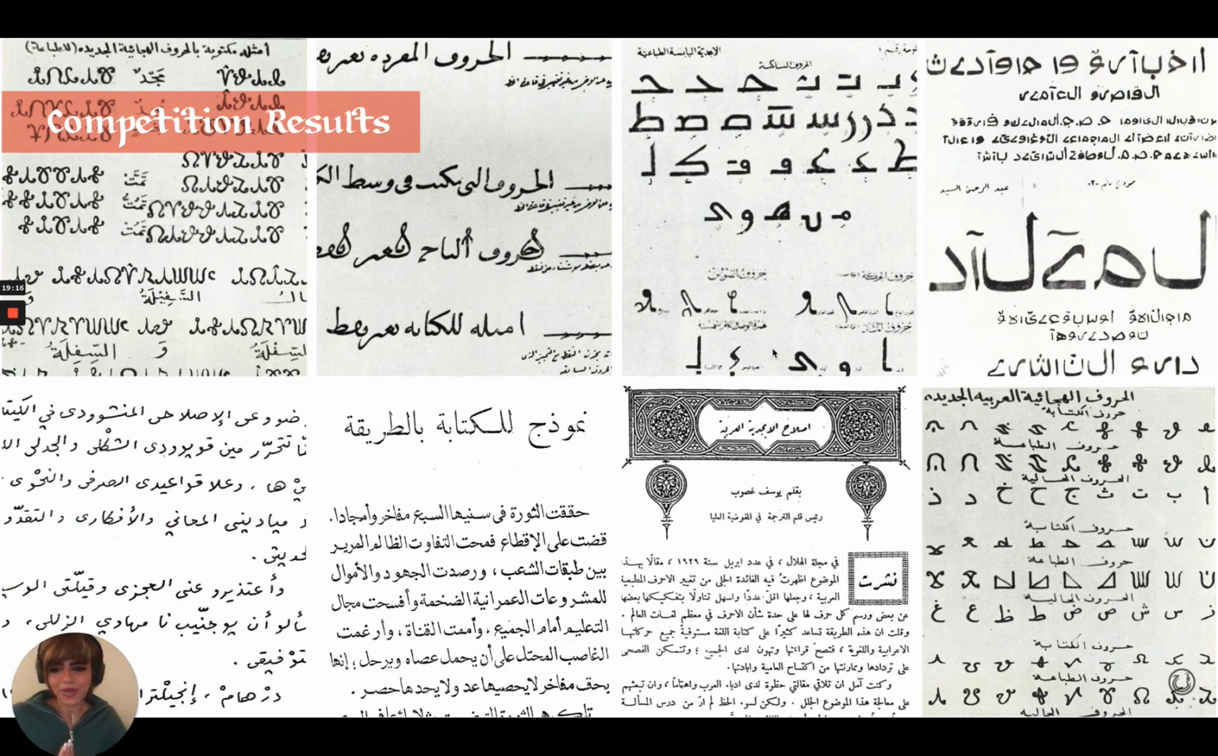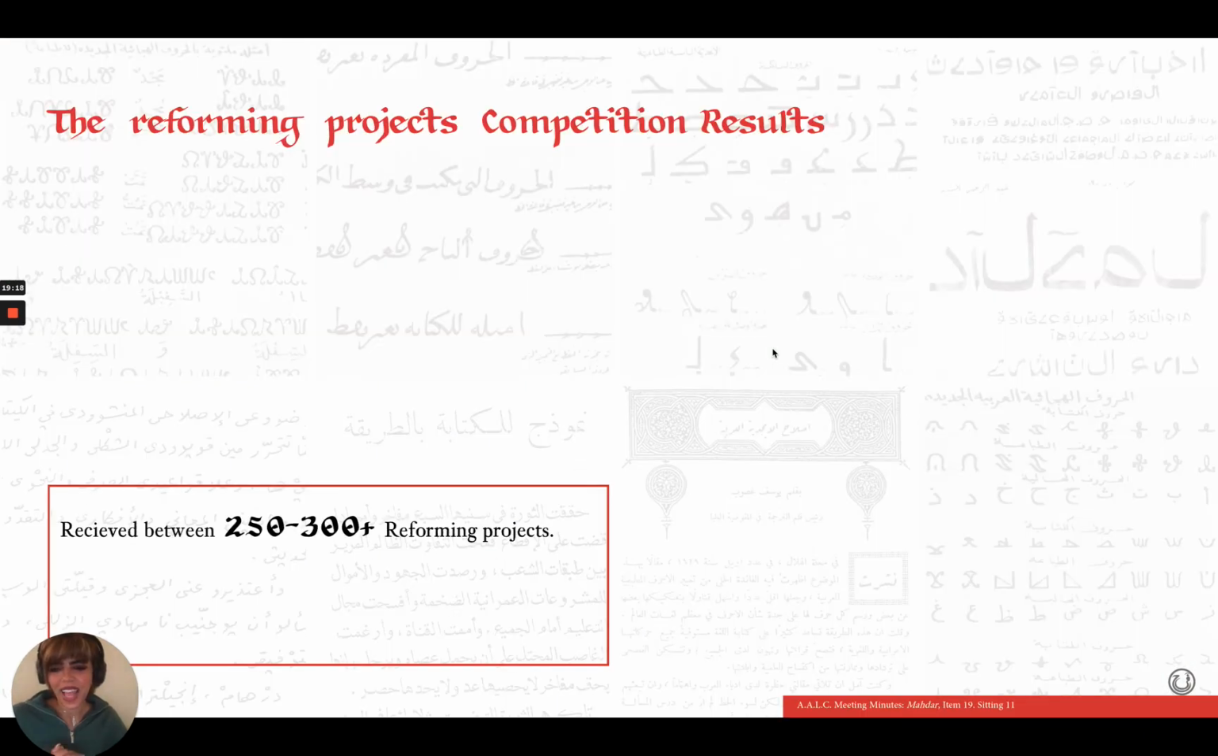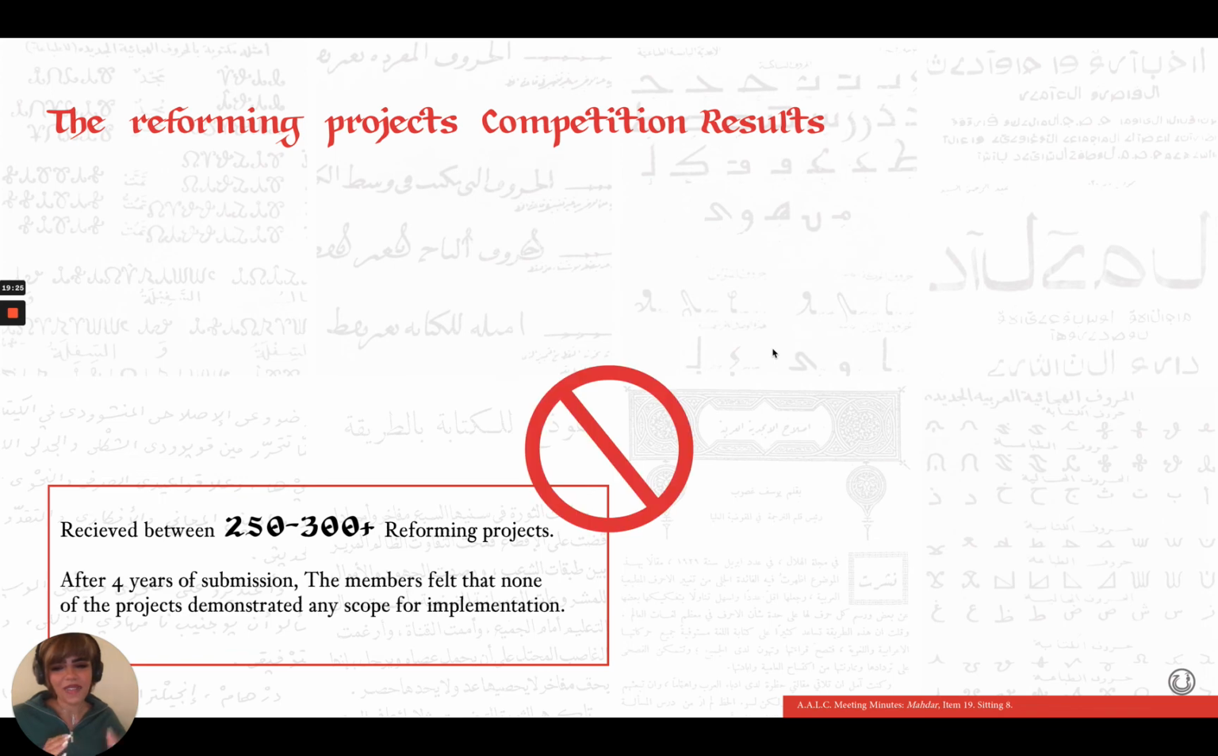So what are the competition results? The academy received up to 250 to 300 reforming projects. After 4 years of submission, none of the projects demonstrated any scope of implementation. Obviously, 4 years passed and a lot of things happened. But also, just to put it into perspective, the academy was dealing with World War II. They were dealing with a lot of influence from the outside. They were dealing with the evolution of the mechanism.